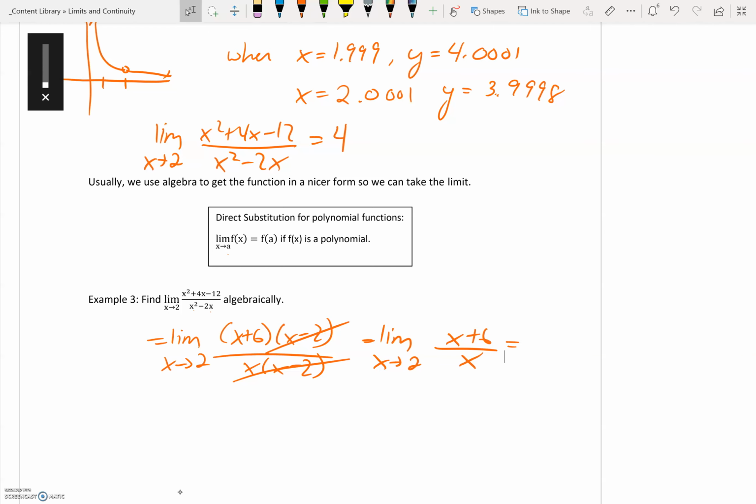Okay, so now if we plugged in 2, it looks like it'll be okay. We're not going to get a 0 in the denominator, we're going to get an actual number. So 2 plus 6 over 2 is 8 over 2. So our overall limit is 4, and that matches up with what we had from above.